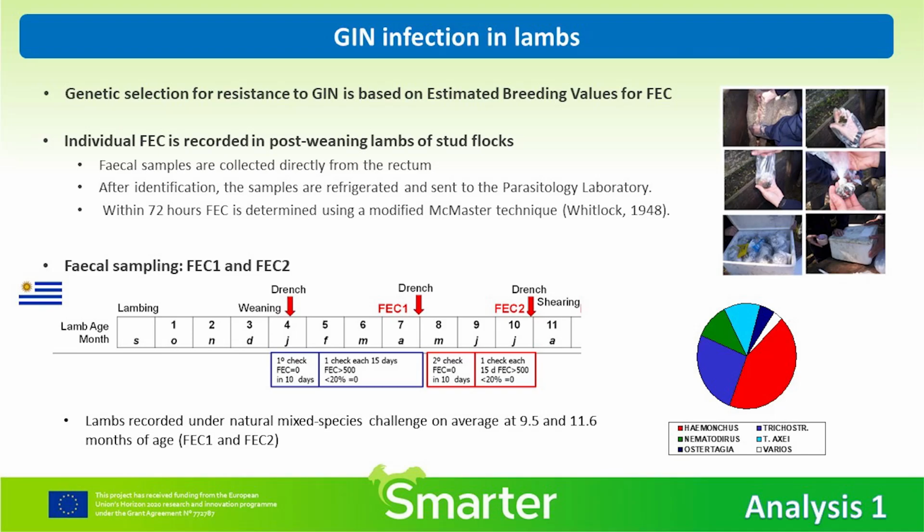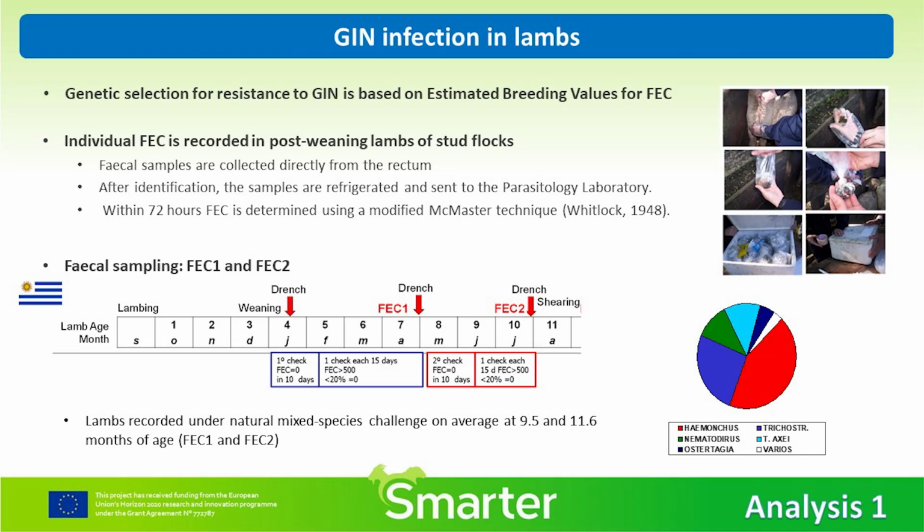When FEC is higher than 500 and there are less than 20% of the animals of that sample with FEC 0, that is the moment for the first sampling of all the animals in the contemporary group. And this is FEC 1.